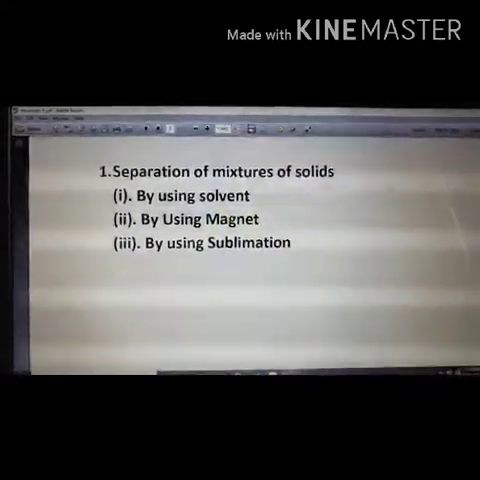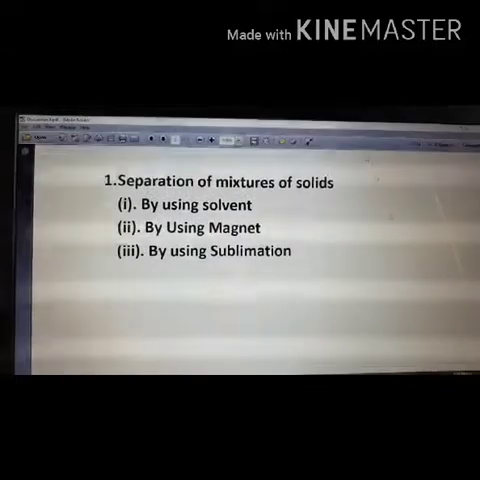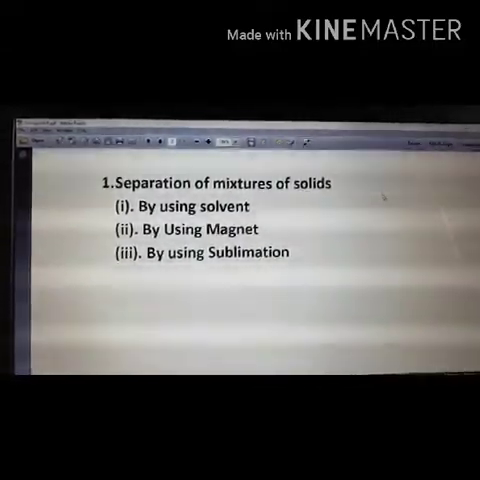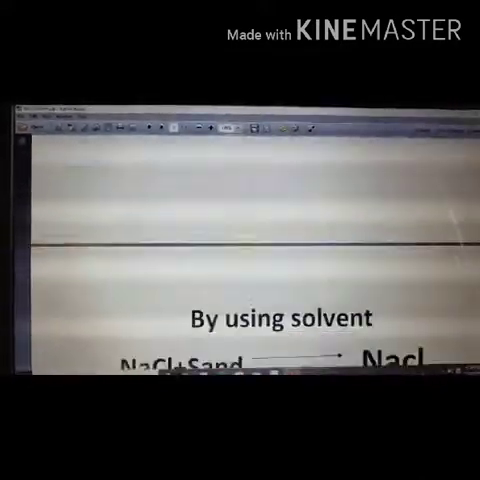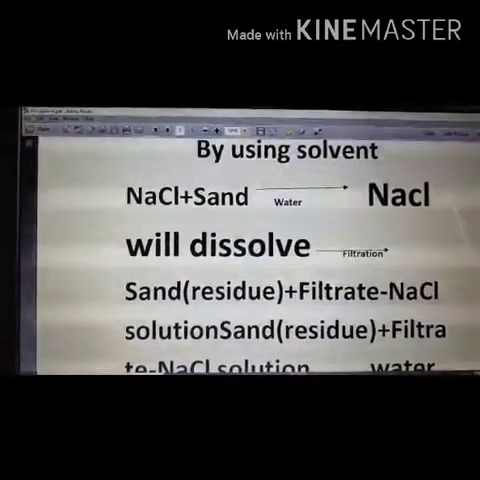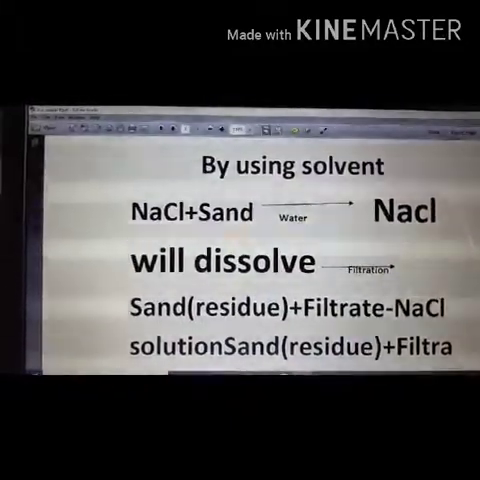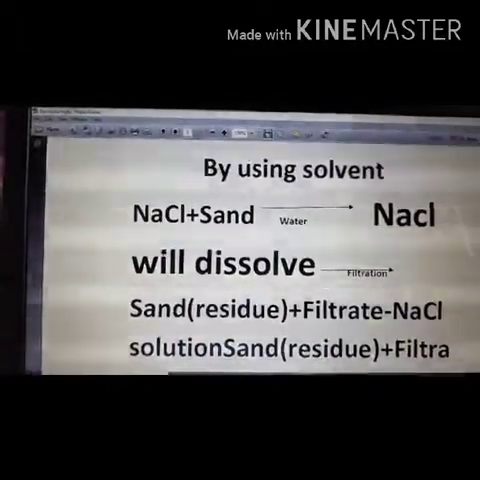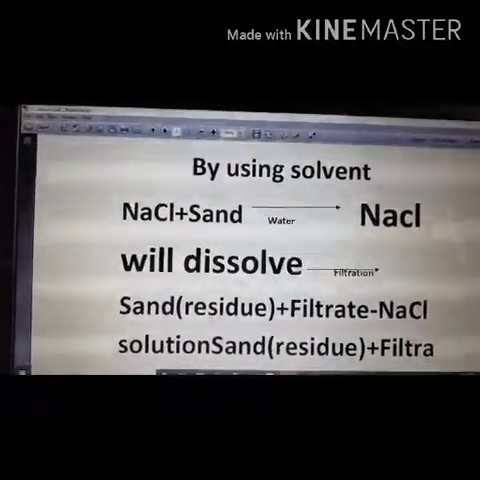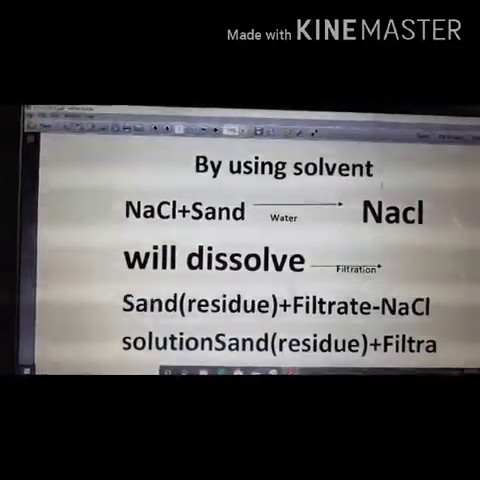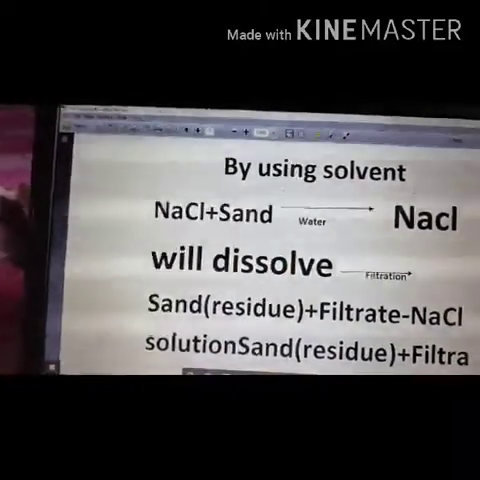Separation of a mixture of solids can be done by 3 methods. One is by using a solvent, another is by using a magnet, and another one is by using sublimation. First we will be discussing using a solvent. The principle of this method is that out of the components, one component has to be soluble in a specific solvent. Let us take an example mixture here, NaCl and sand.